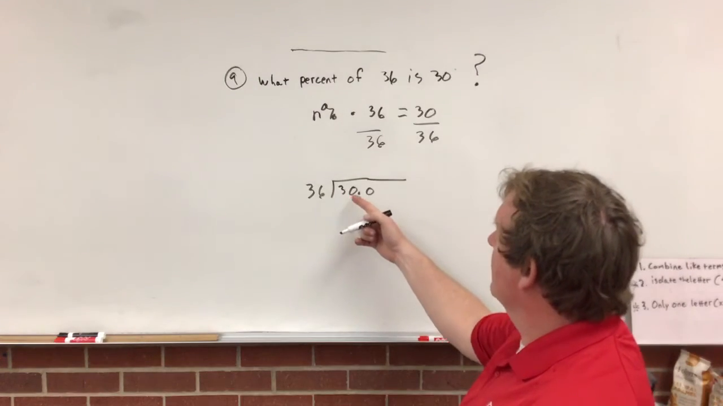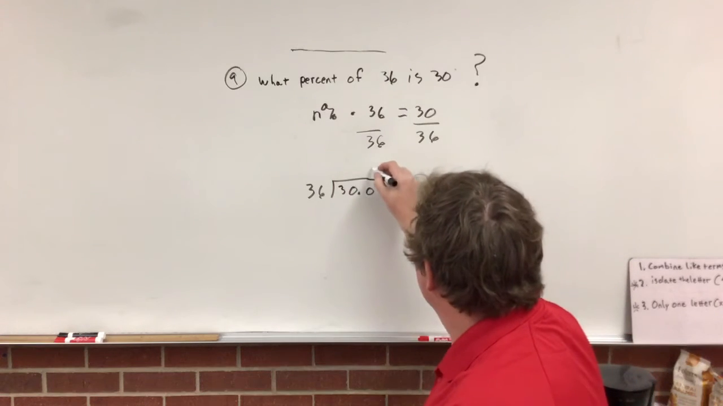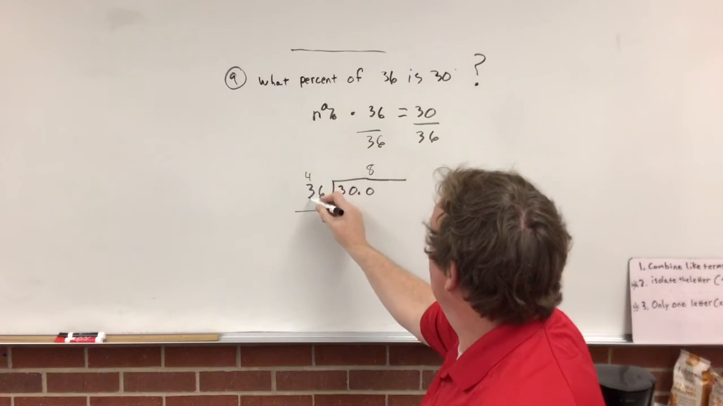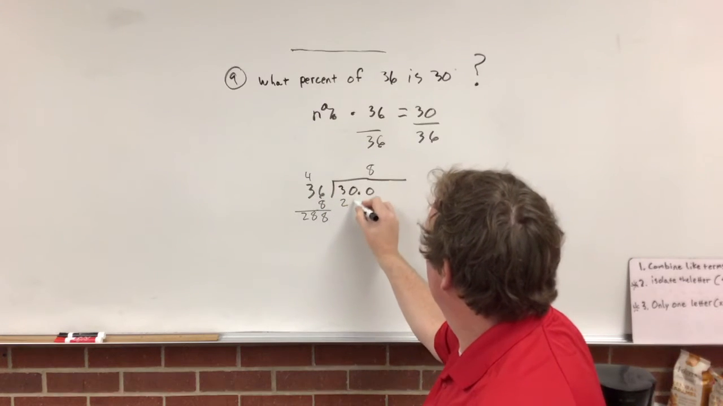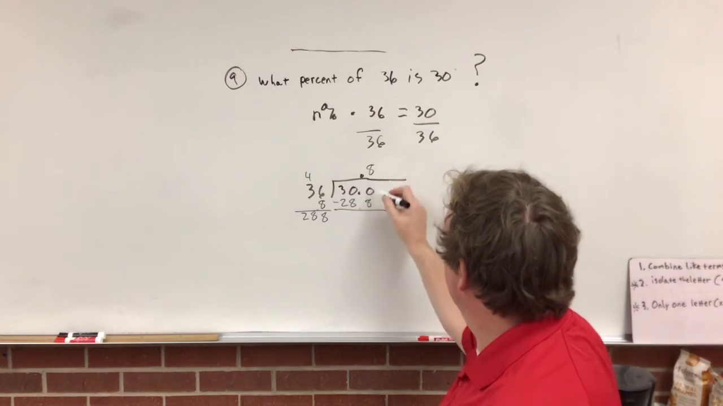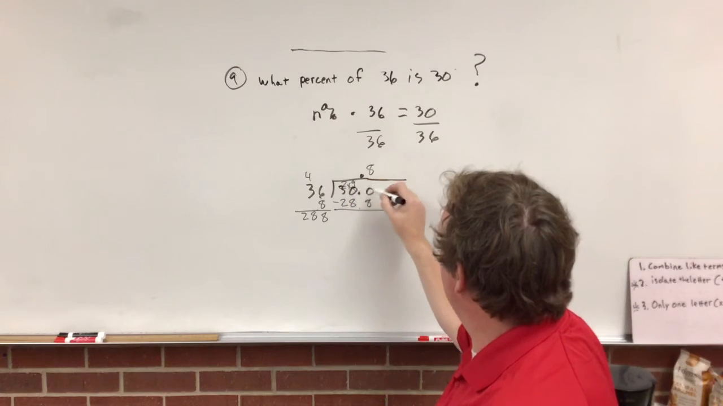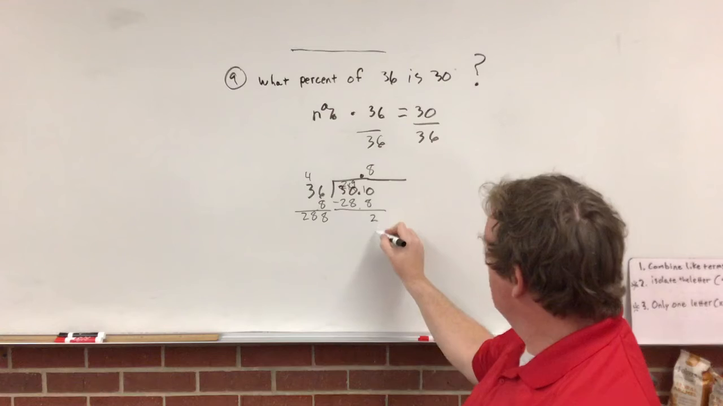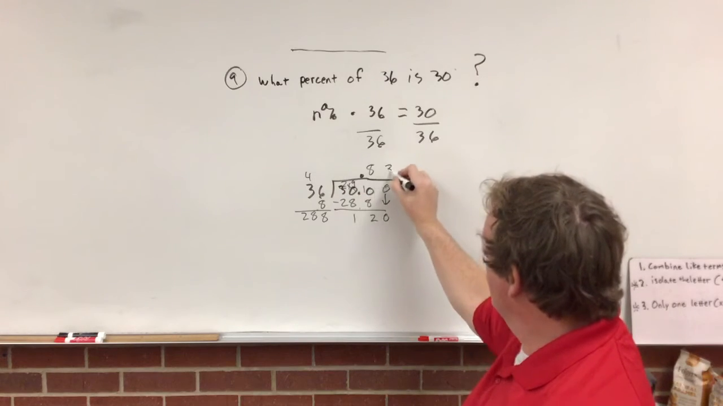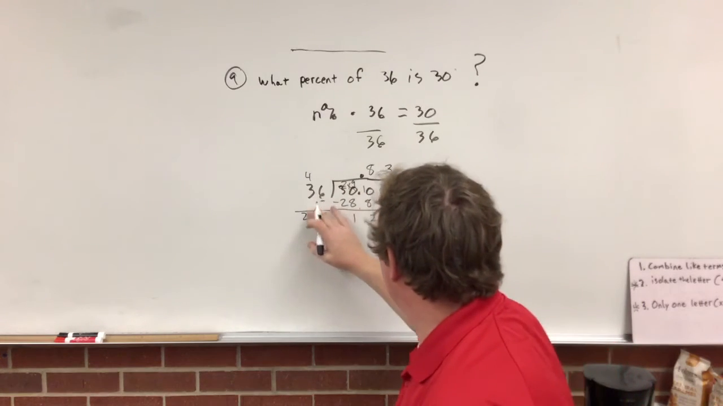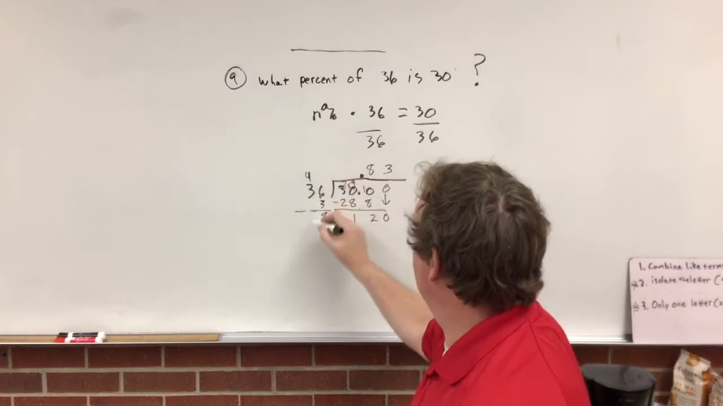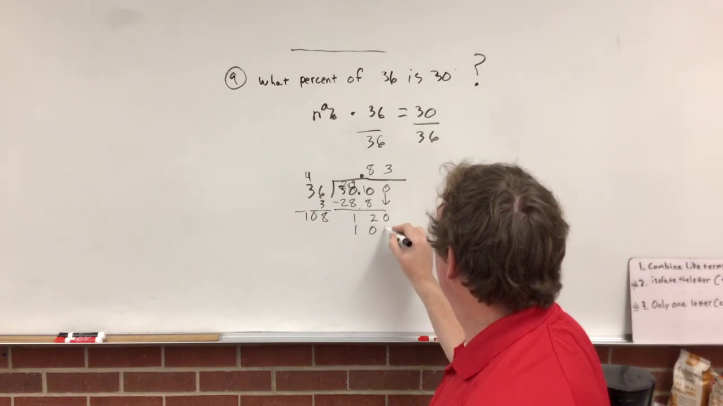All right, so 36 doesn't go into 30, but it goes into 300. Let's try 8 times. 6 times 8 is 48, 8 times 3 is 24, 28, 288. Put my decimal up here, don't forget that. Borrow from the 3, 10, borrow from the 10, make it a 9. 10 minus 8 is 2, 9 minus 8 is 1. Add a 0, bring it down. I'm guessing 3. 6 times 3 is 18. Add a 1, 3 times 3 is 9, plus 1 is 10. 108.